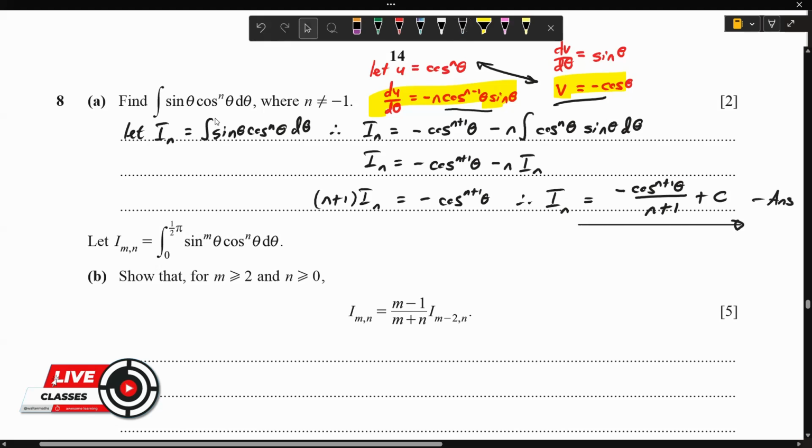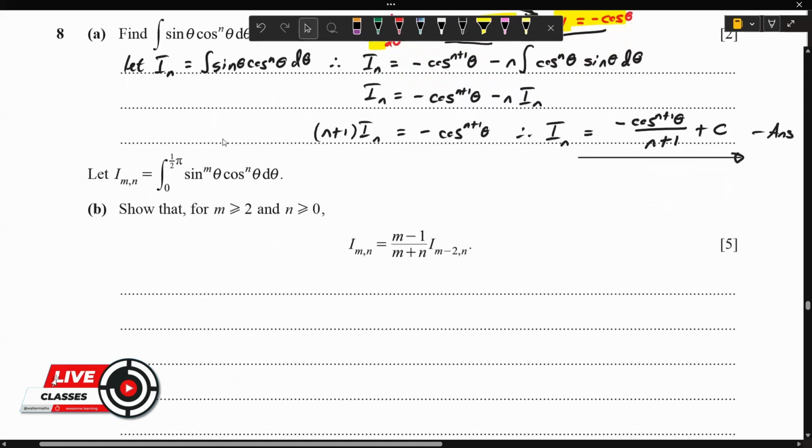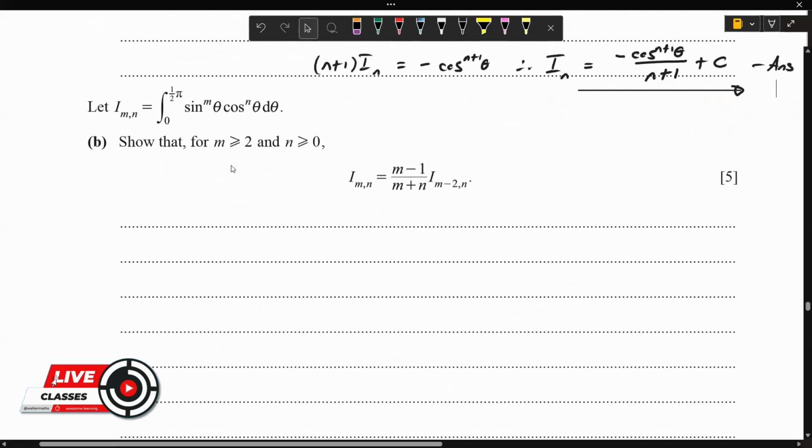Let's go on to the next part. The next part says, let I sub m,n be equal to the integral from 0 to a half pi of sine to the m of theta cos to the n of theta with respect to theta. So on part B, show that for m being greater than or equal to 2 and n being greater than or equal to 0, I sub m,n is equal to m minus 1 over m plus n of I sub m minus 2, n.